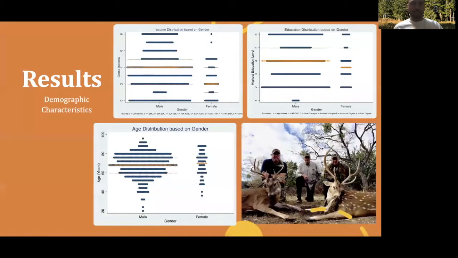Digging deeper into some of the demographic characteristics based on gender, males have higher median income and education compared to females, but the age distribution is about the same. So, summarizing the demographic characteristics of the respondents, what kind of population am I talking about today in this talk? The image of hunters in the slide is representative of the respondent categories in this study.